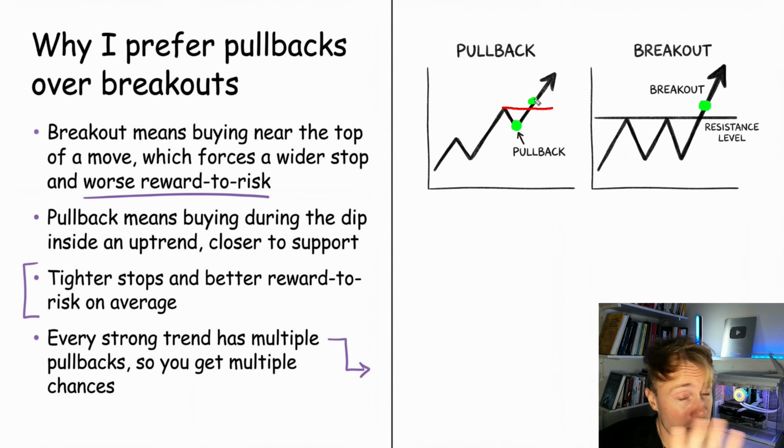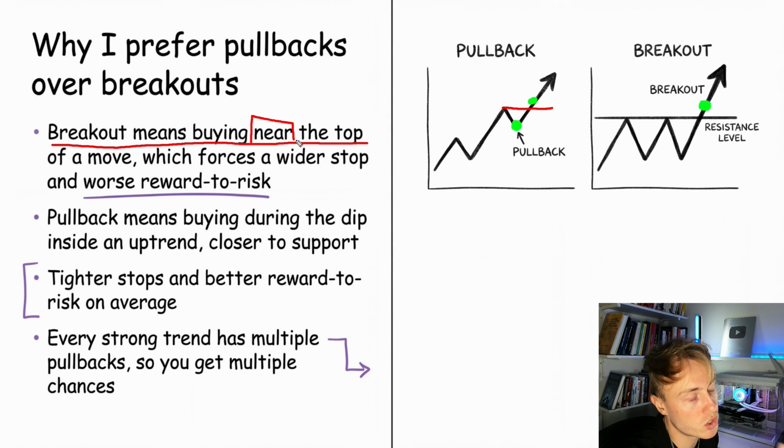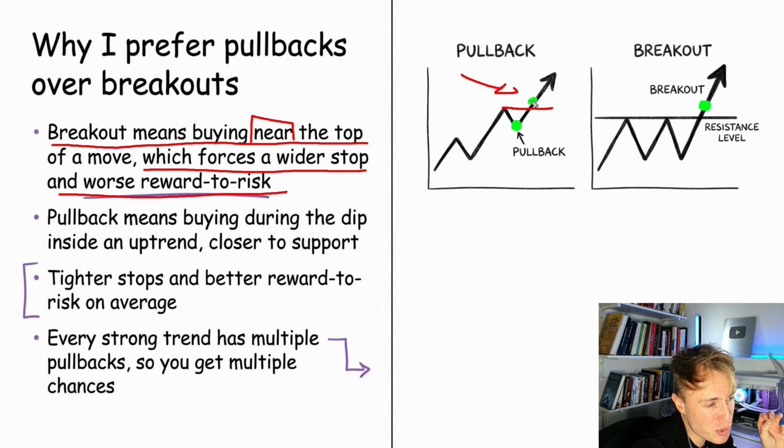And as I said, both of these methods can be super profitable. But the reason I prefer pullbacks for most beginners is, as you can see right here, breakouts basically mean buying closer to the top of the move. Which in many cases forces a wider stop or a worse risk to reward. And once again, these are two concepts. If you don't know about them, don't worry, I will clarify that later. But in general, I hope you can see on the image right here that the entry here comes later. It comes closer to the top of the impulse move, right?